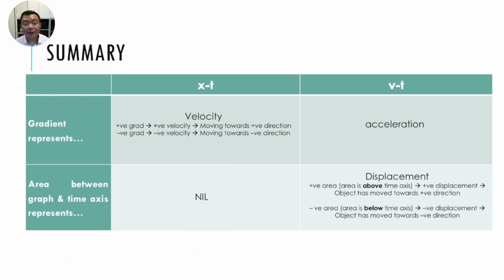The reverse is again also true. If you get negative area, again, what does negative area mean? It means that the area is beneath and below the time axis. This means your displacement is negative. This means that the object has moved in the negative direction.